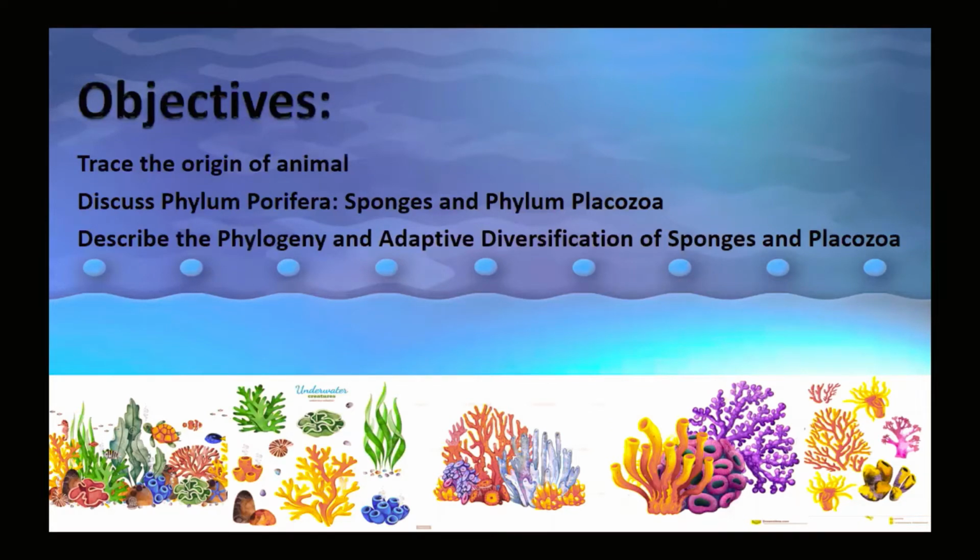In today's topic, let us be guided by the following objectives. First, trace the origin of animals. Second, discuss phylum Porifera (sponges) and phylum Placozoa. Lastly, describe the phylogeny and adaptive diversification of sponges and Placozoa.